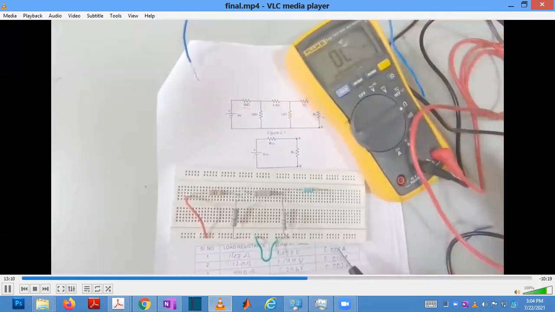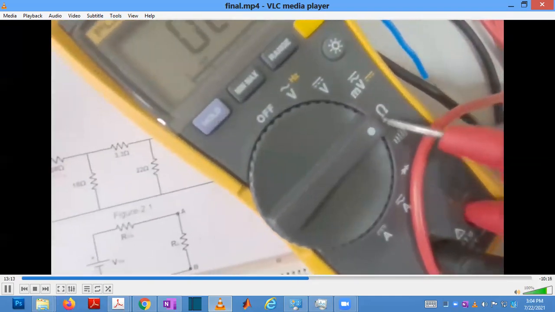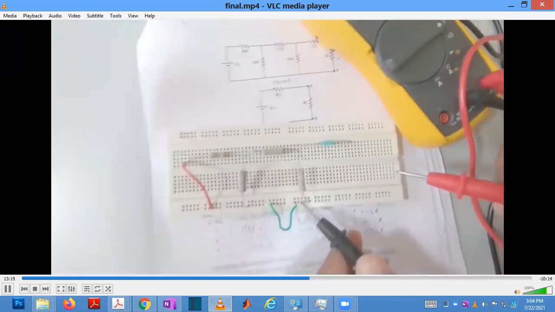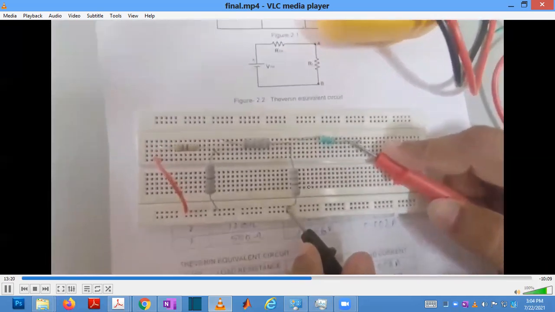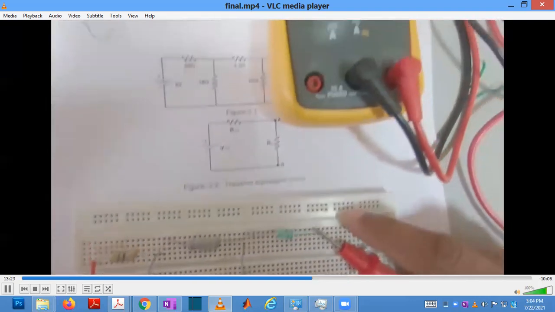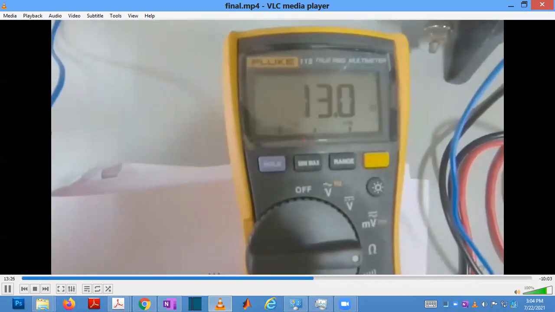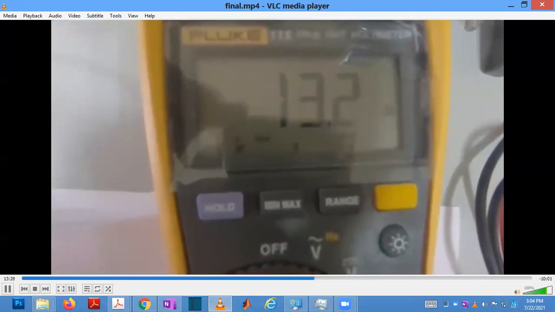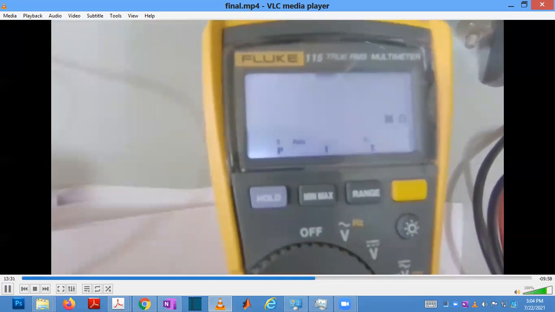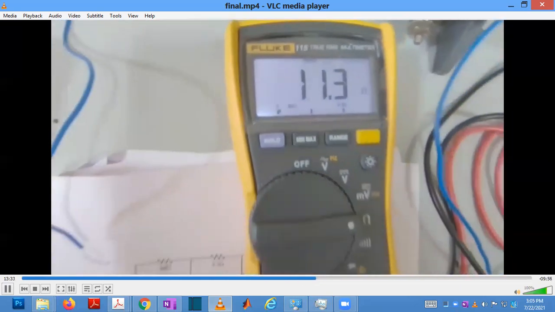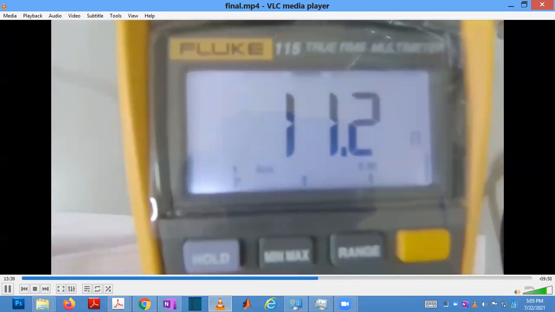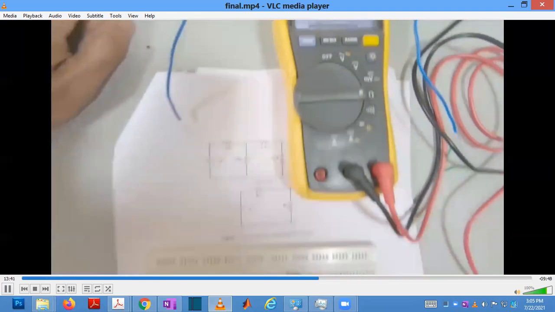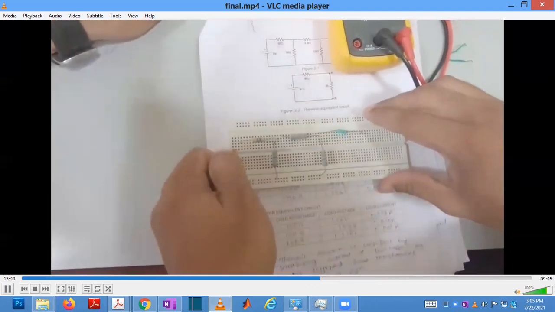Now I have to find out the resistance across this AB terminal. Put the multimeter in ohm mode and connect across these two points, then you will get the RTH value. It will show around 10.4, something like that. It is now 11.2 because the resistors are 5%, so the tolerance will be there. So you find out whatever resistance you are getting.